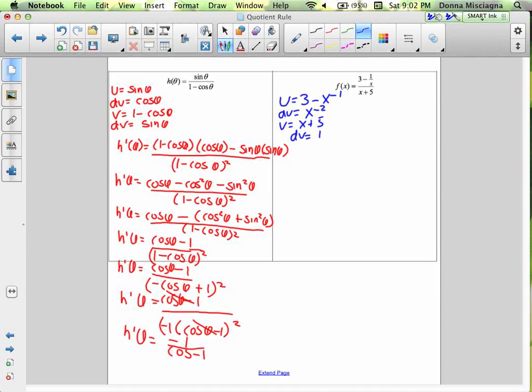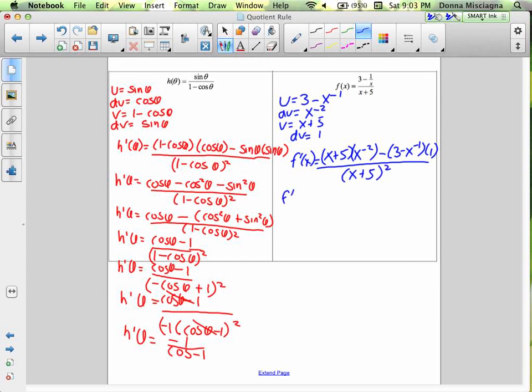Right? So f prime of x is the denominator, x plus 5, times the derivative of the numerator, x to the negative 2, minus the numerator times the derivative of the denominator. So 3 minus x to the negative 1 times 1. It's a good idea to write the 1 in, just so that tells you, yeah, you didn't forget anything. It just was 1. X plus 5 squared.